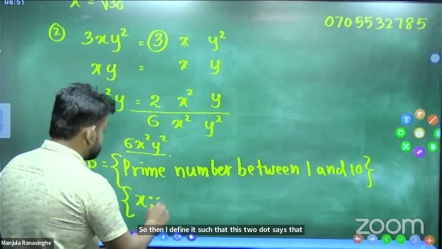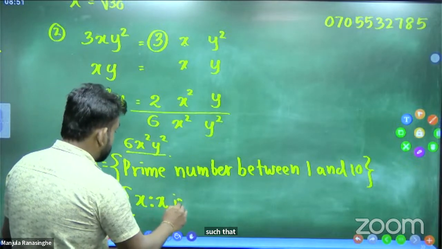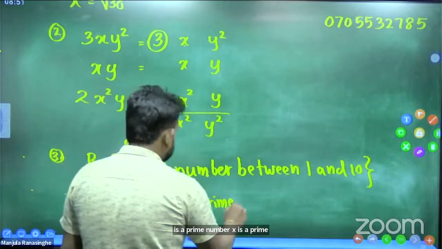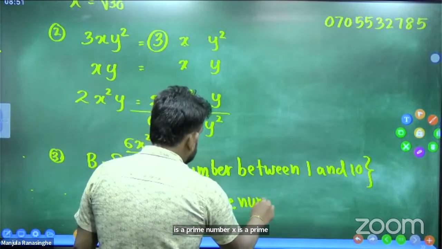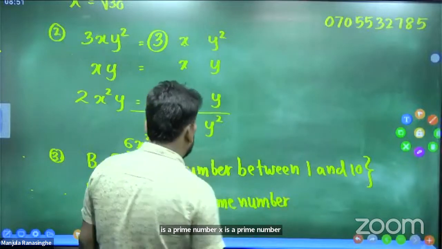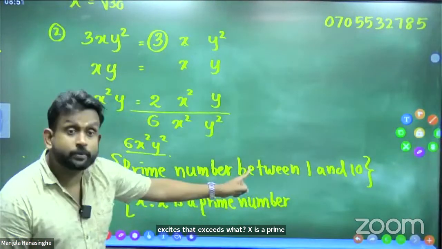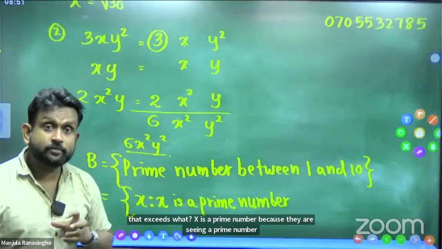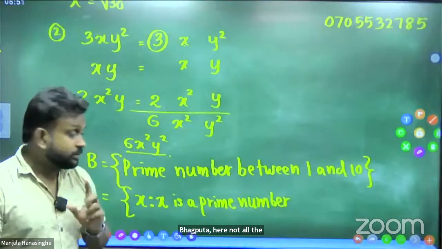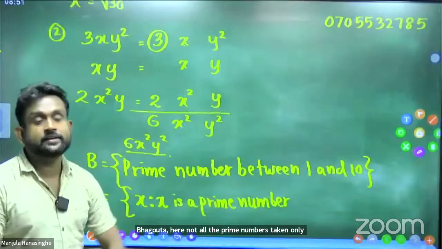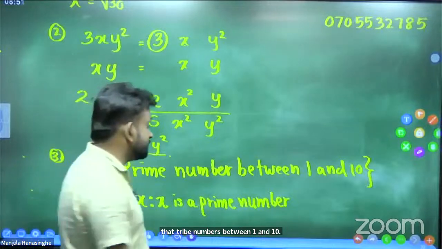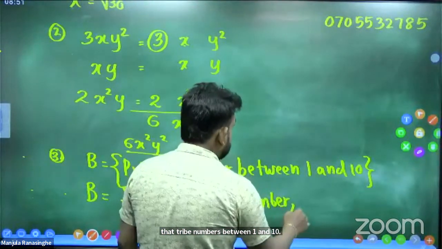You write x is a prime number. x such that x is what? x is a prime number, because they are saying a prime number. But here not all the prime numbers are taken, only the prime numbers between 1 and 10. So 1 and 10 are not prime numbers. So how to write it? In the notation, make a comma and write.